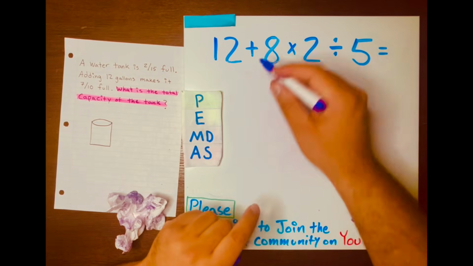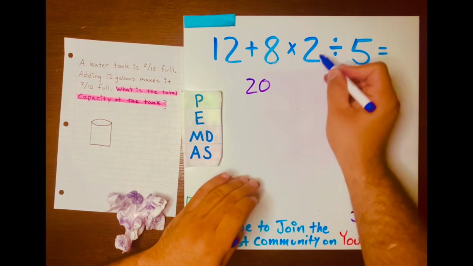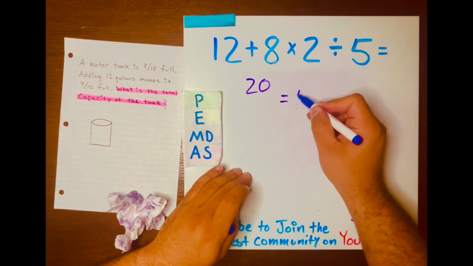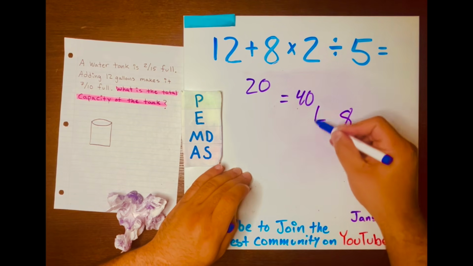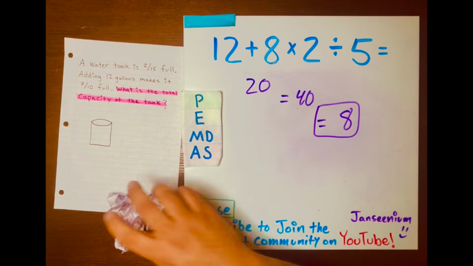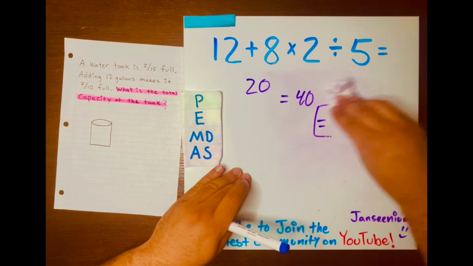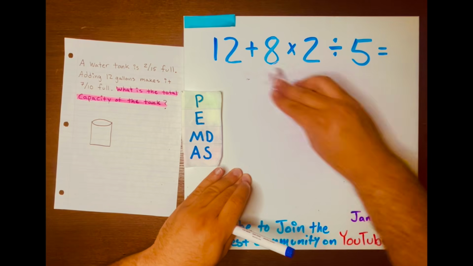Hi everyone, 12 plus 8 equals 20, times 2 equals 40, divided by 5 equals 8. So the answer is 8. Wrong, the answer is not 8. Let me show you how to solve this tricky math problem.